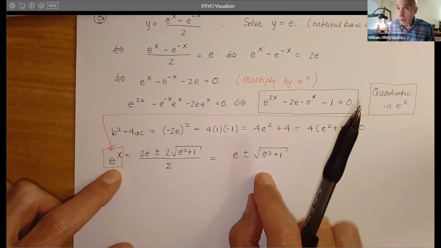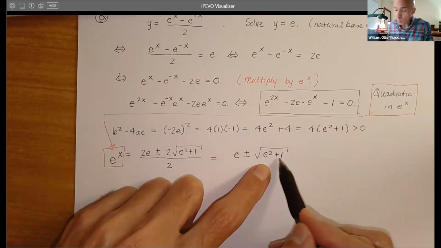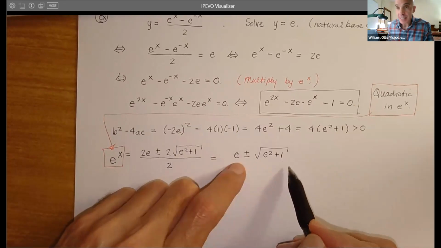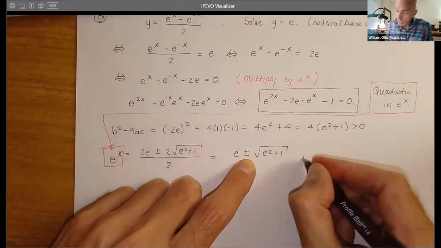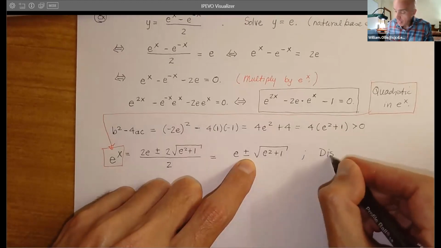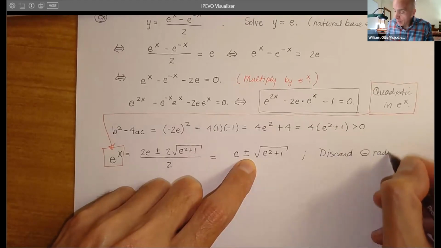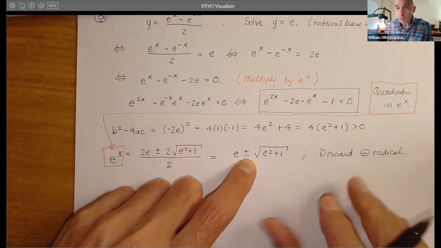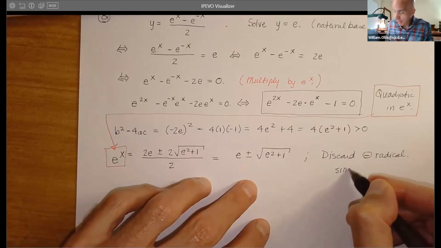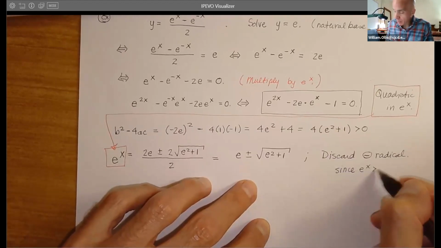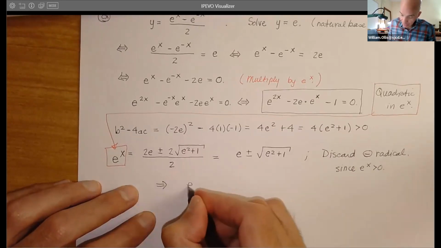E to the x is positive. Okay, so the square root of e squared plus 1 is actually greater than e. And so the negative would never work. So we have to discard the negative radical, basically because we're looking for real solutions, since e to the x is positive. So this implies e to the x.